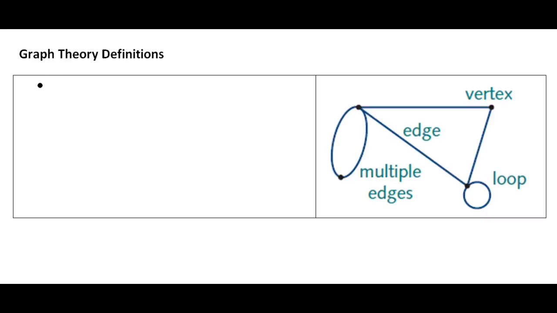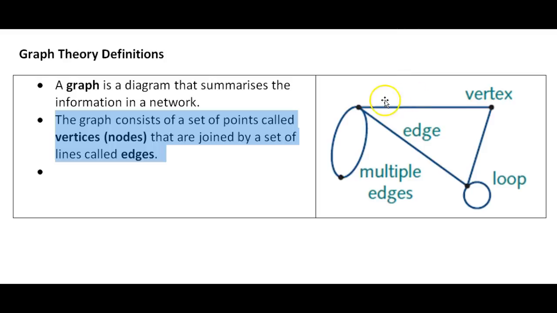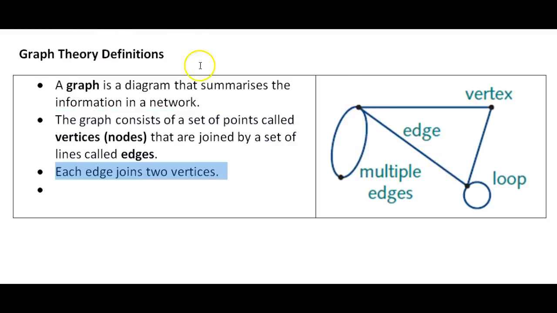This lesson looks at graph theory's definitions. A graph is a diagram that summarizes the information in a network. A graph consists of a set of points called vertices or nodes that are joined by a set of lines called edges. Each edge joins two vertices.